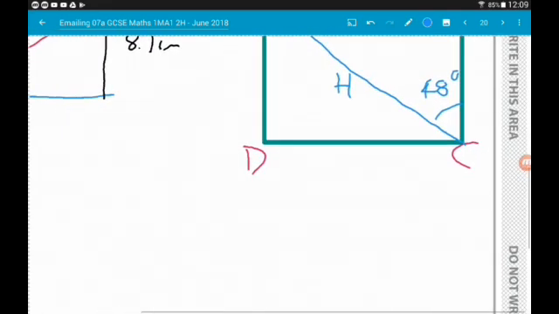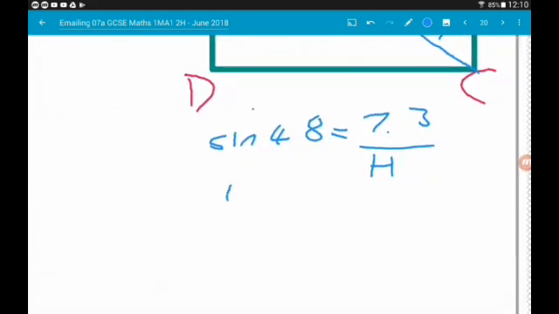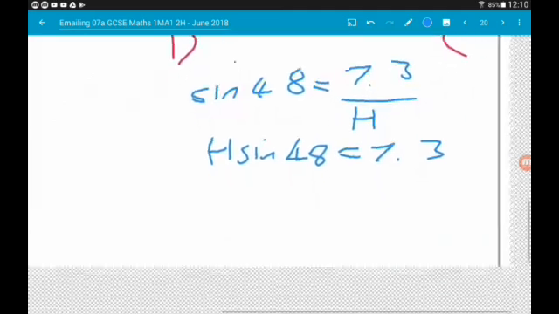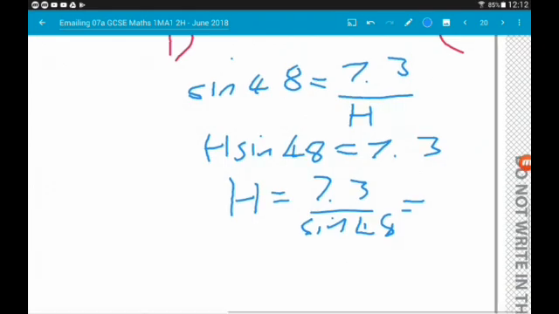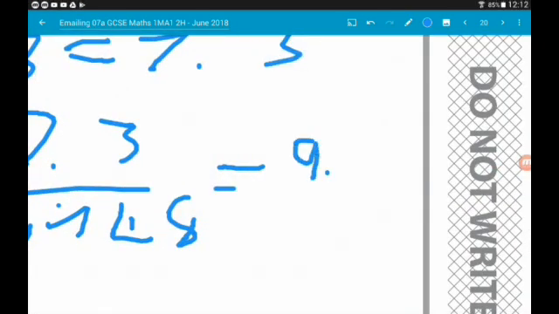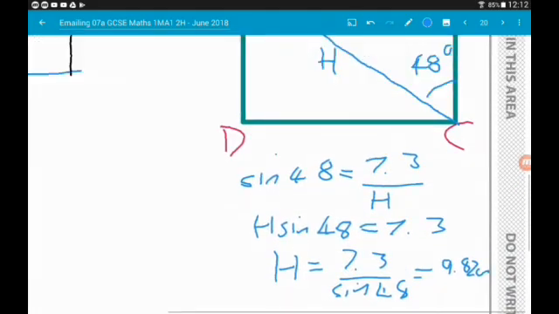So we then know sine 48 is the opposite, so 7.3, divided by the hypotenuse. If we multiply through by h, sine 48 times h is 7.3, and then divide by sine 48, we get h is 7.3 divided by sine 48. Plug that into your calculator and we get, to 2 decimal places, 9.82 centimetres.